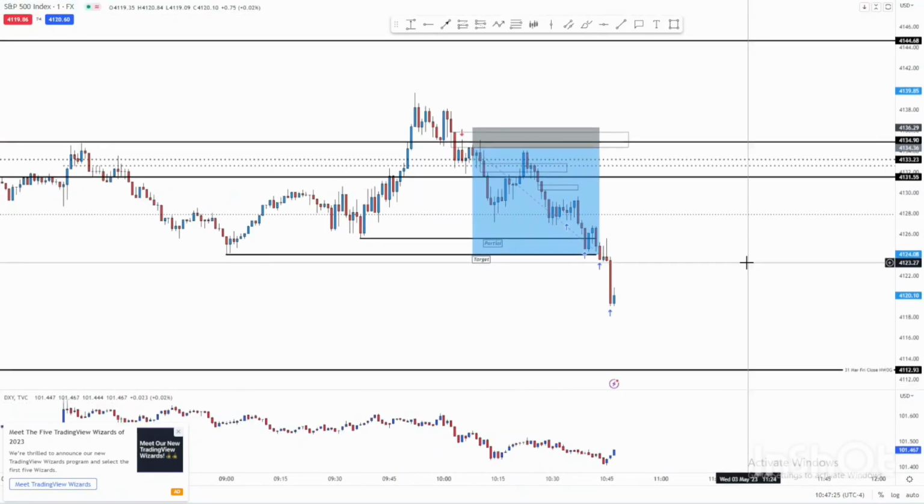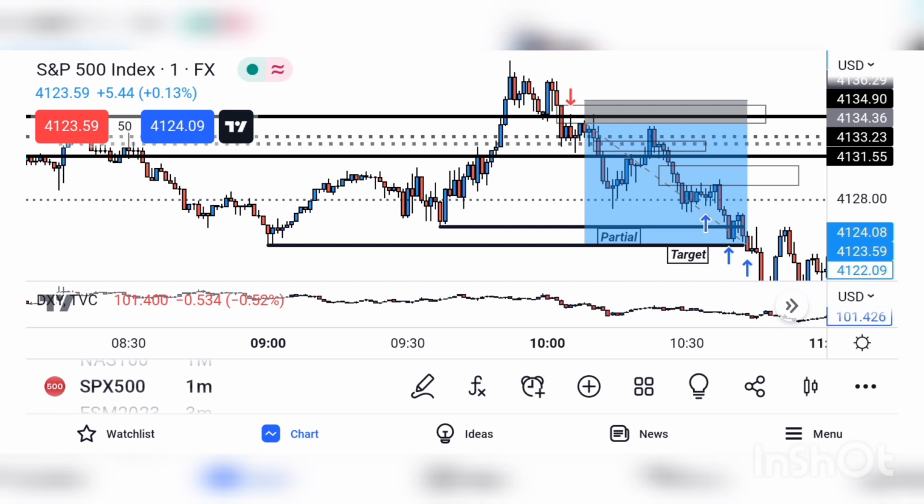And now there are my executions, just showing you with the arrows there. Those are the executions that I took, and that's a screenshot of the trade that I took.